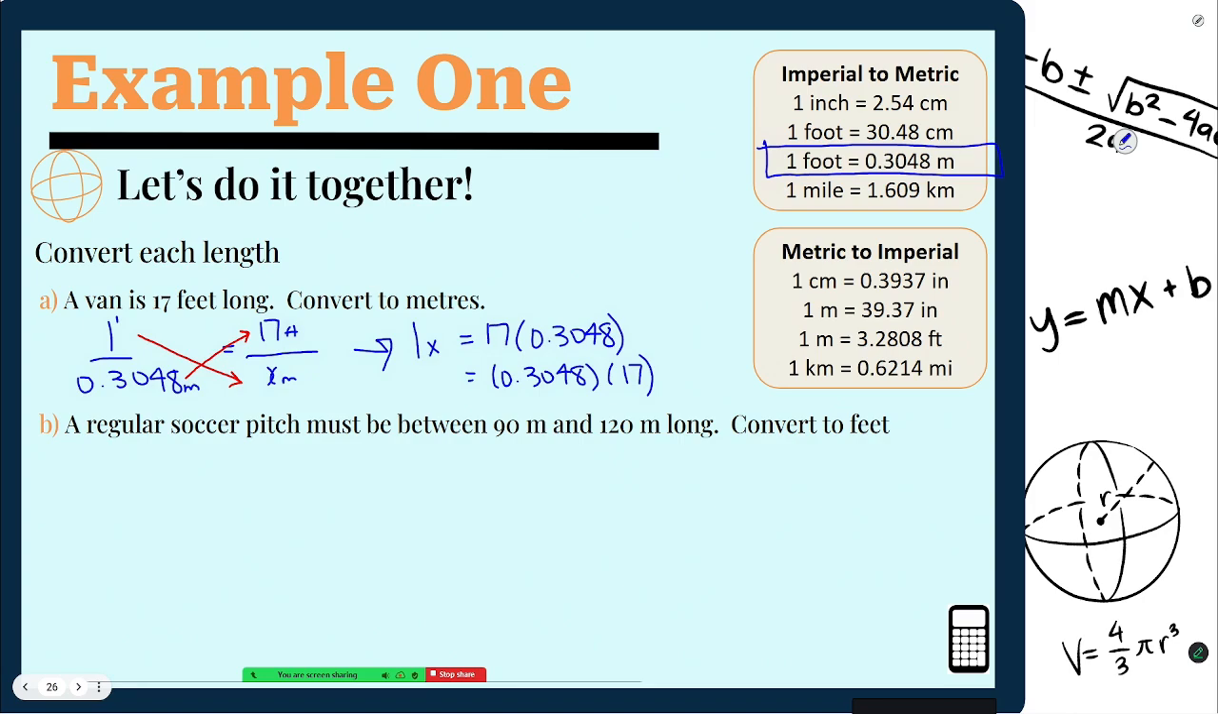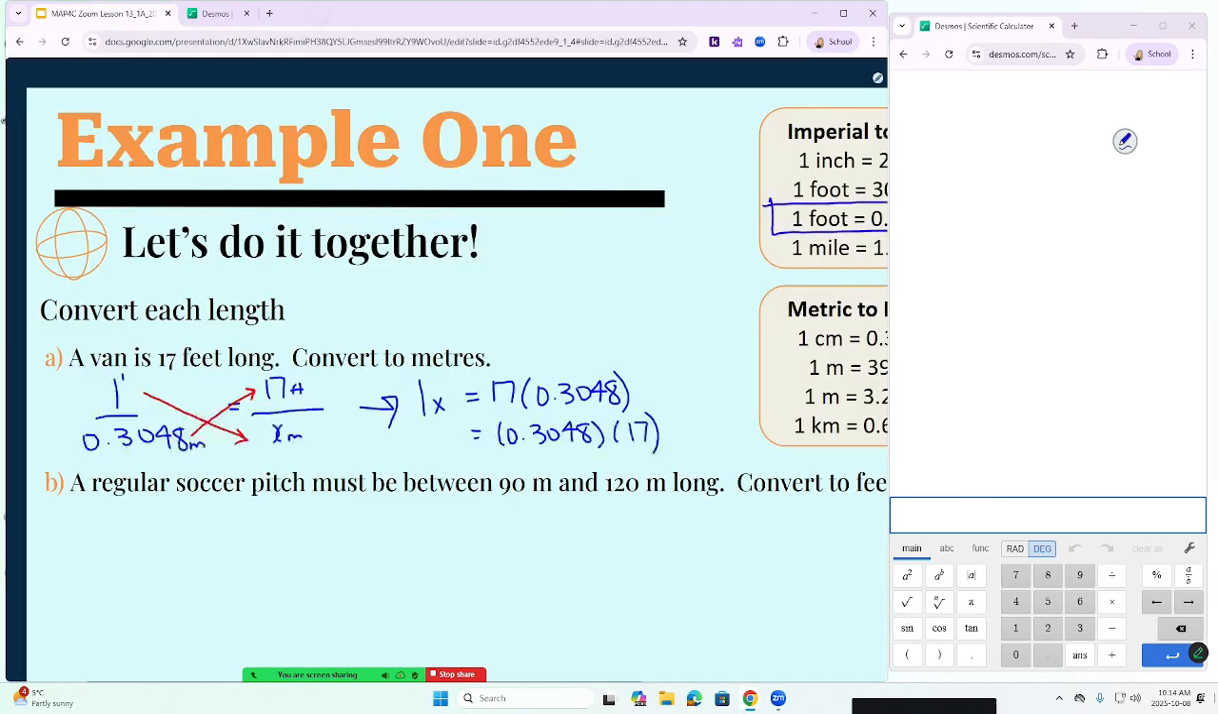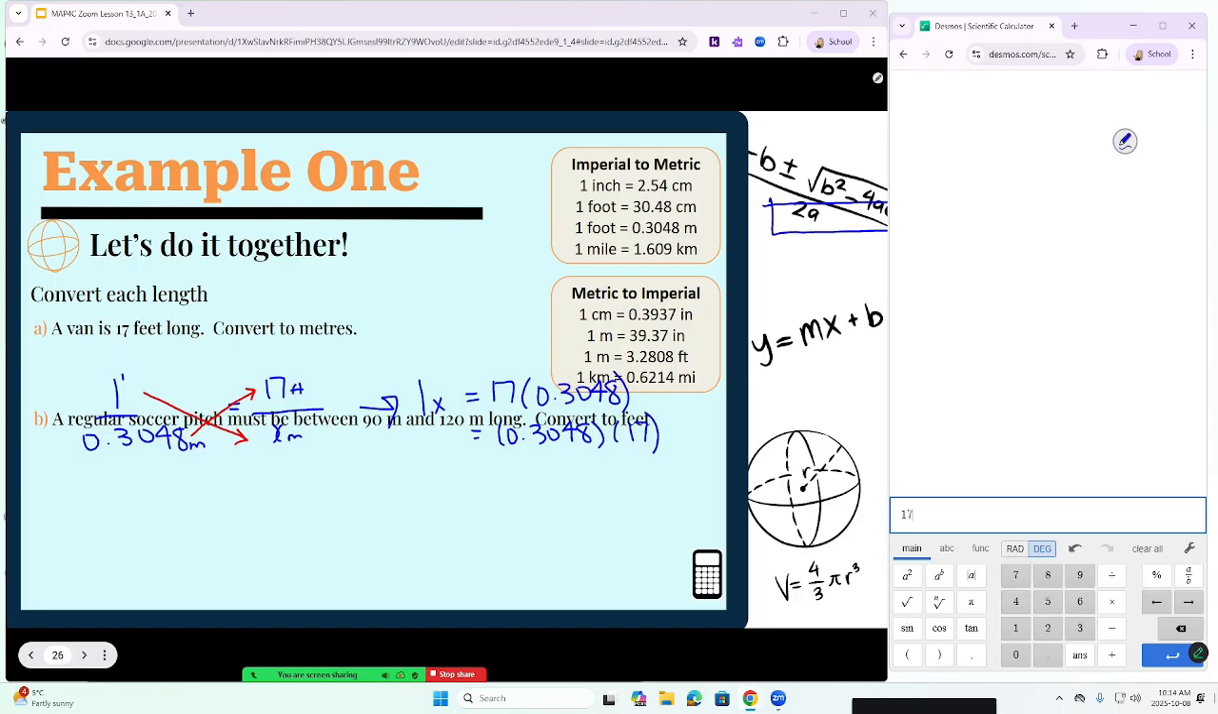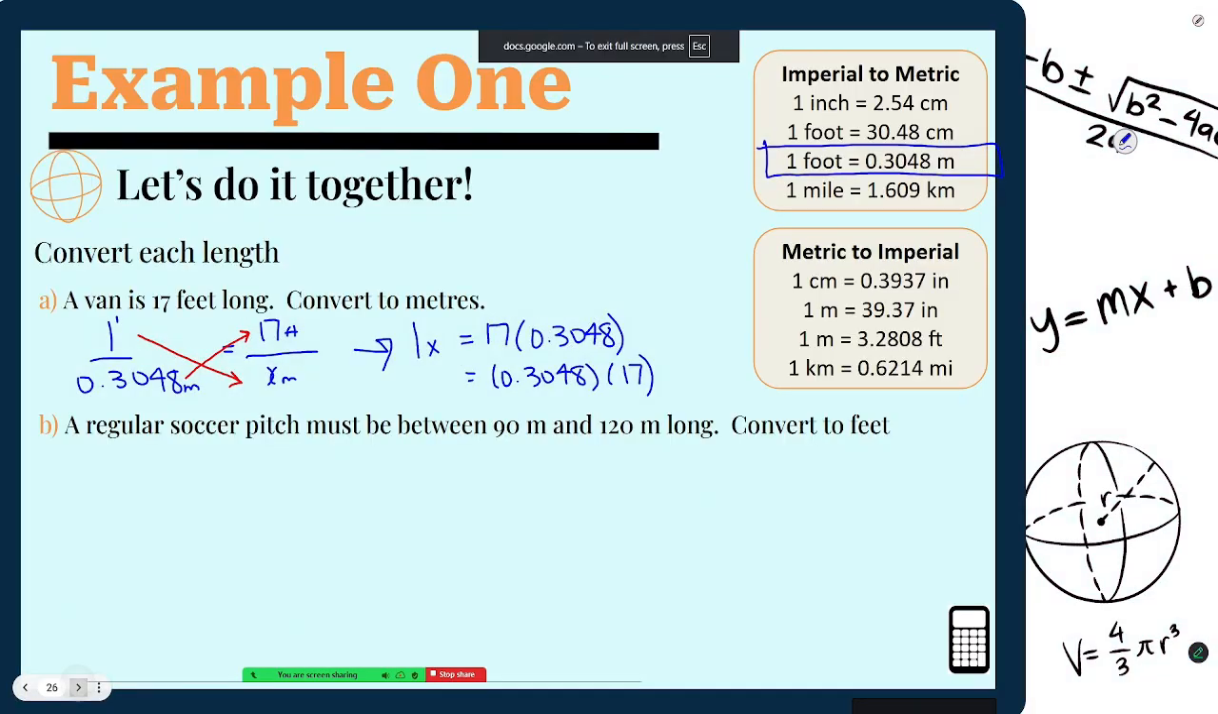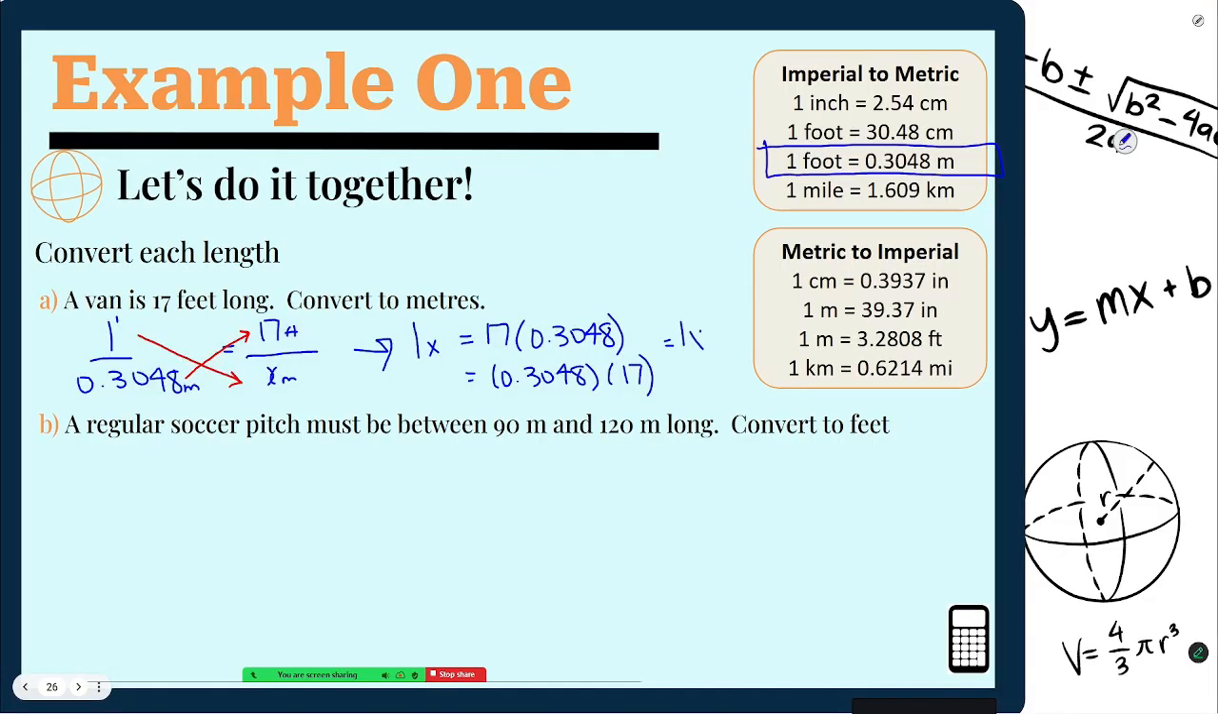It's okay. So we want to find what is 17 times 0.3048. We get 5.18. So either way, whichever way you write it, 1x equals 5.18, we'll round, meters. You can keep that 1x. That 1x, remember you divide by 1, x equals 5.18 meters.